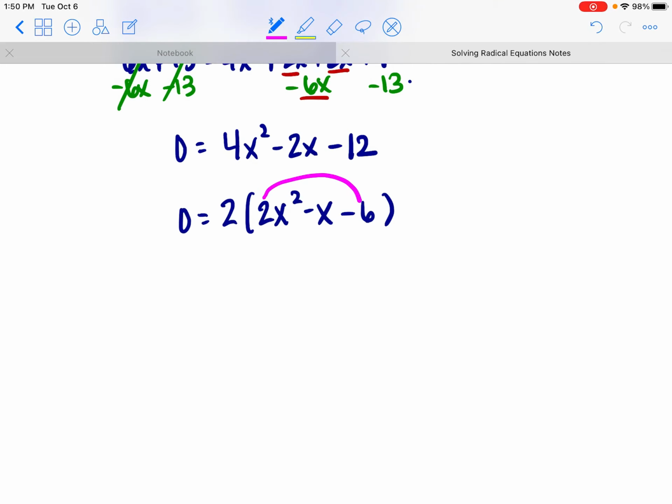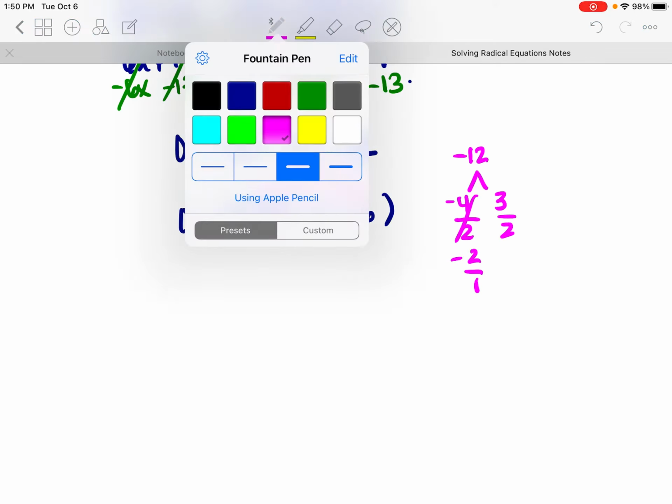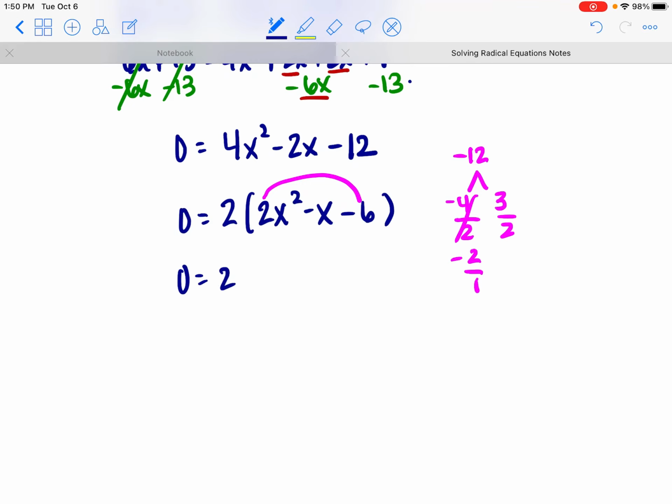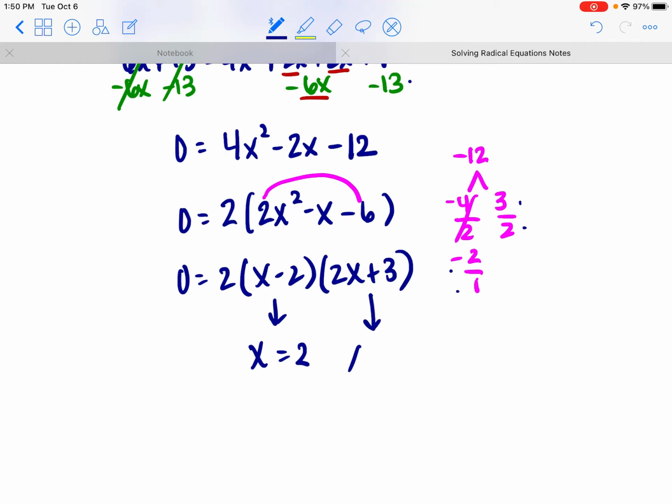So 2 times negative 6 is negative 12. Factors that are going to make negative 1 will be negative 4, positive 3. We're going to divide those both by 2, and so this is going to become 2 times 1x minus 2 and 2x plus 3. And then we're going to get two solutions. One of our solutions will be the positive 2 that cancels the negative 2 in that first binomial. And the other solution is going to be a negative 3 halves.